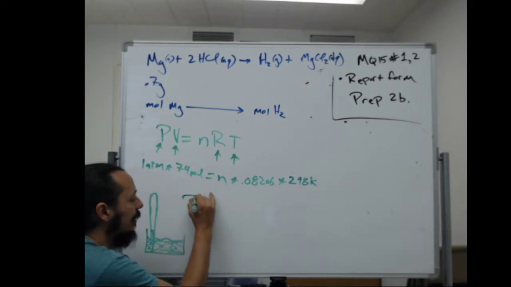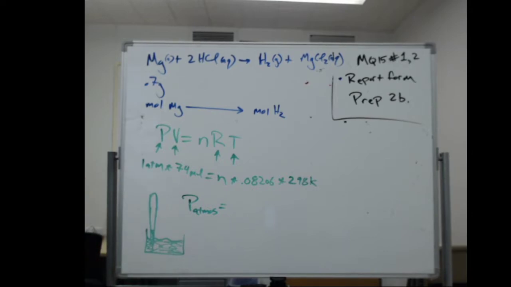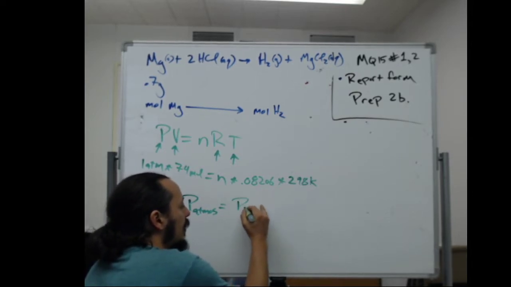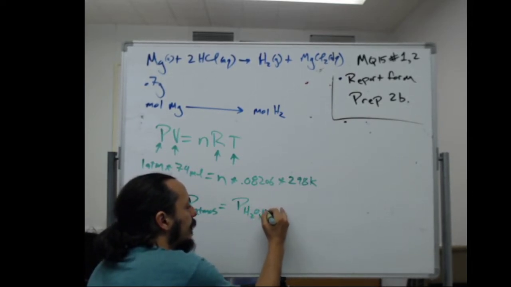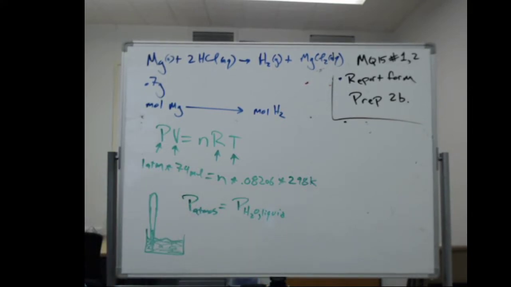So our pressure is going to be made from different components. Our atmospheric pressure is going to be the pressure of the H2O liquid, right? And if we never did the reaction, if we just never put the metal in, we could calculate how much liquid pressure there is if this thing was full.